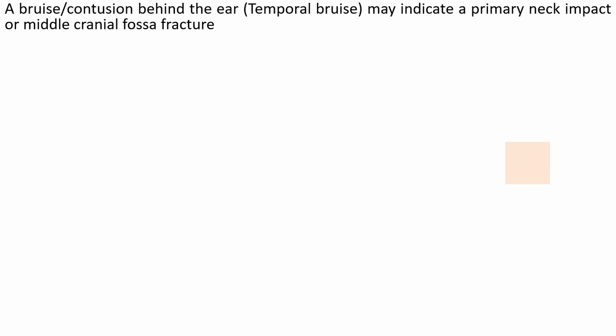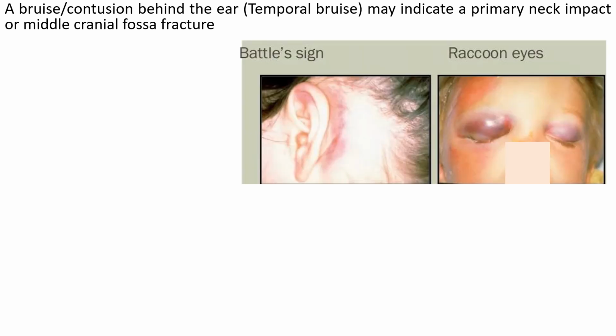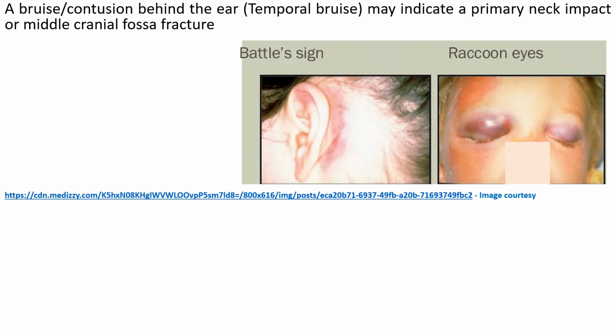Discussing further about scalp contusions, sometimes we can see contusions behind the ear or maybe surrounding the mastoid process. It indicates a primary neck impact or middle cranial fossa fracture. As you can see here, there are two images. This side, where you can get bruises behind the ear or around the mastoid process, is termed Battle sign. And whenever you get bilateral periorbital hematoma, it is termed raccoon eyes.